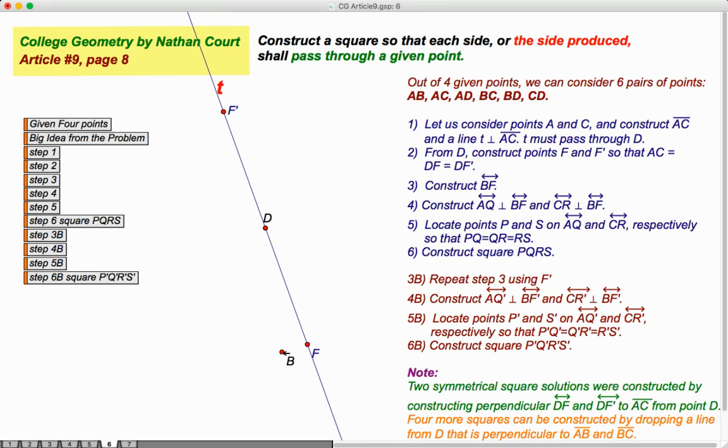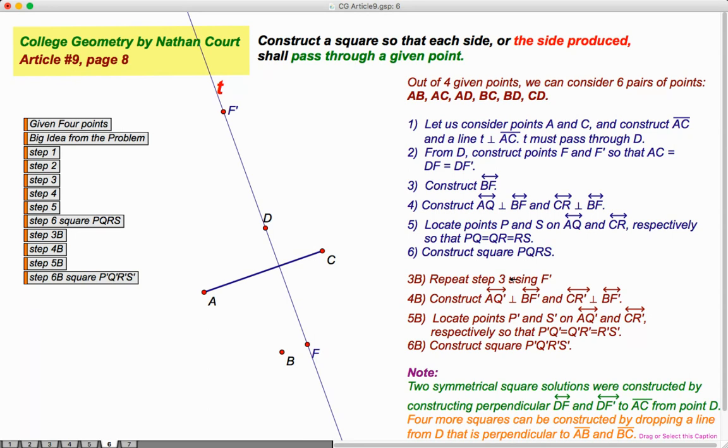A while ago, sorry, I need to keep points A, B, C, and D. There you go. Okay, so A, B, C, and D are given, so I need to focus on this. But this time, instead of focusing on F, I will focus on the other point, F prime. Okay, and that is now F prime. I want to construct F prime, so you notice I will just repeat the procedure.